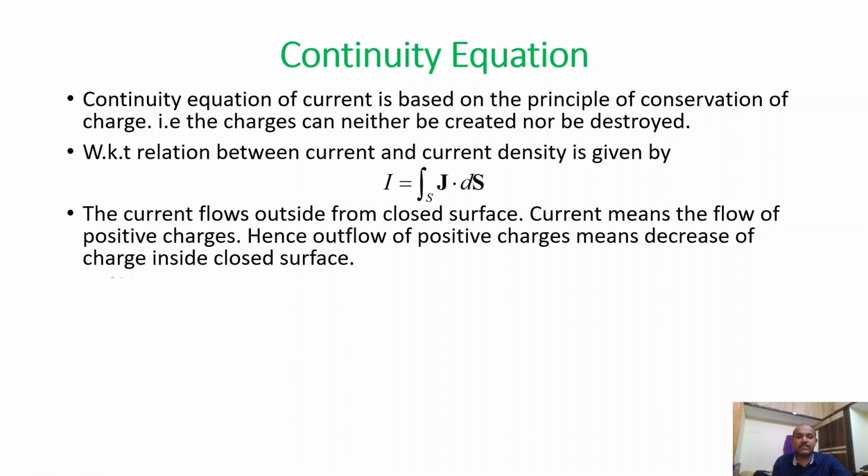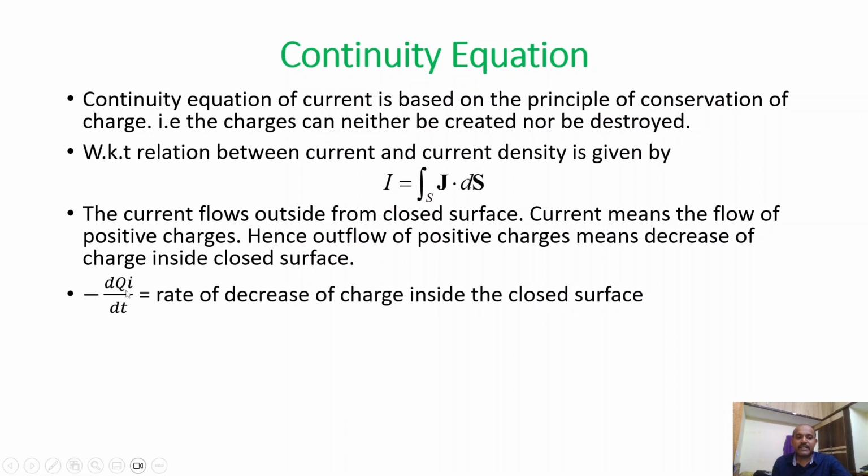So that can be mathematically denoted as minus dQi by dt, where Qi is the charge and the rate of flow of charge, I write it as dq by dt. This negative sign indicates that it is the rate of decrease of charge inside the closed surface. So when the current is flowing out, the charges are decreasing, so that decrease I represent as minus. So it is minus rate of change of the charge with respect to time.